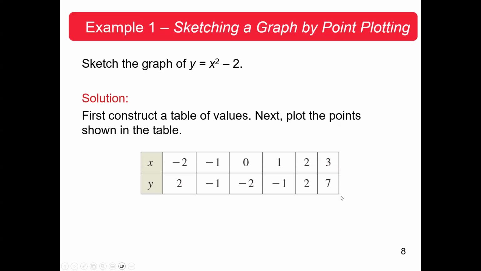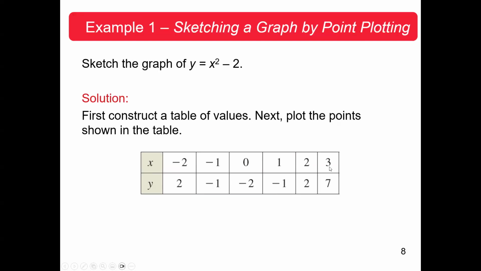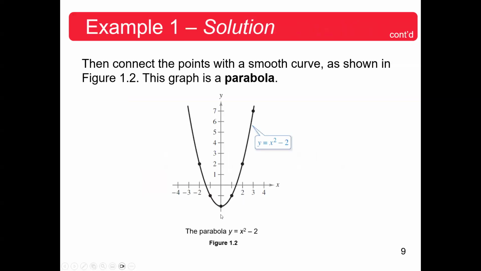We have our table. Now we are going to use the table to plot our graph. So our first point can be (negative 2, 2). When x is negative 2, y is 2; then negative 1, 0; negative 2; and so on. So that's the point here. For example, we take this point: it means when y is 7, x was 3. Then we have (2, 2), (1, negative 1). When x is 1, y is negative 1.